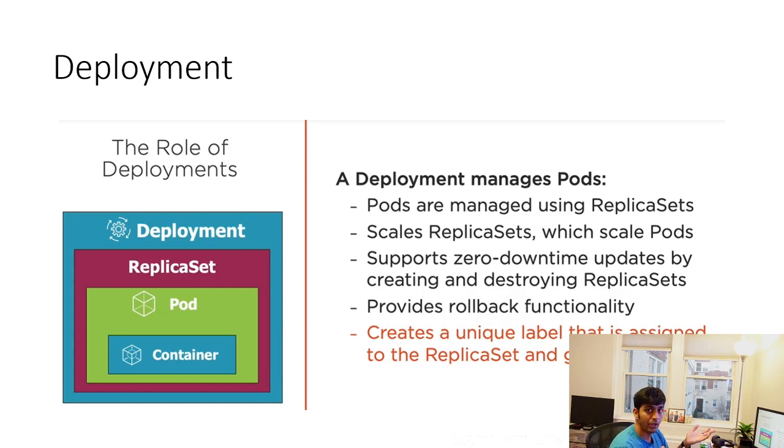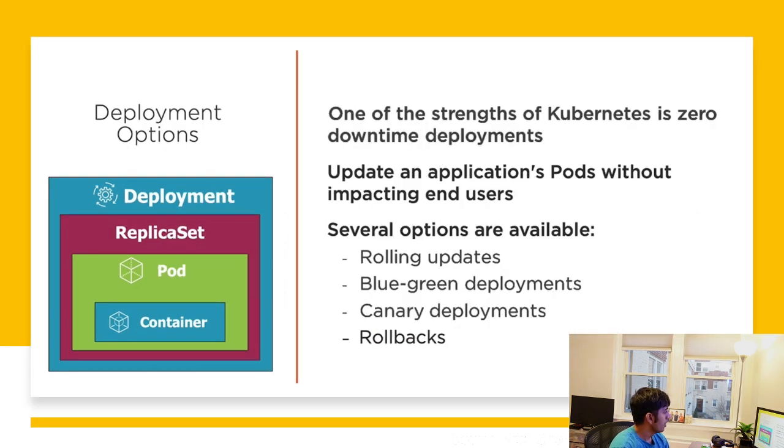Hopefully that's self-explanatory. A deployment supports zero downtime updates by creating and destroying replica sets. Creating and destroying replica sets is done with nearly zero downtime. How that is done, I'll show you in the next slides. There are rollbacks, rolling updates, stuff like that, and I'm going to show you that. It provides rollback functionality, which is what I've been talking about. It creates a unique label that is assigned to the replica set and the generated pods. We'll learn that when we write this YAML file. We'll write the code for that.